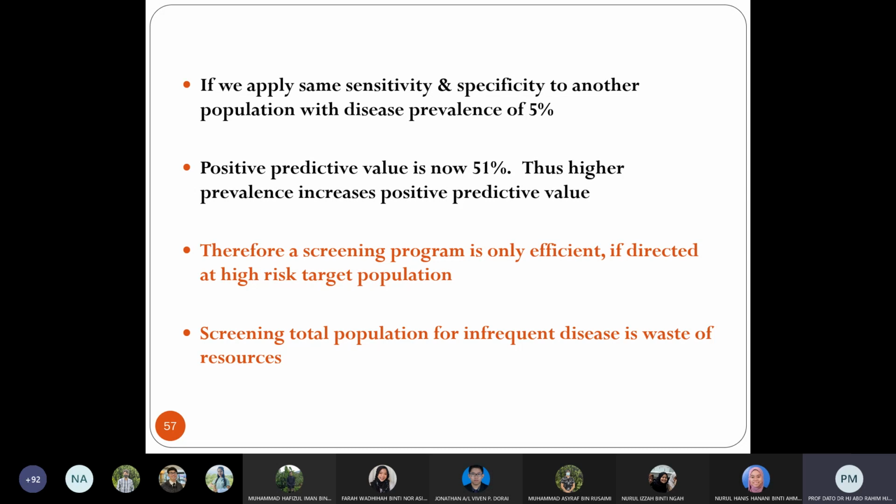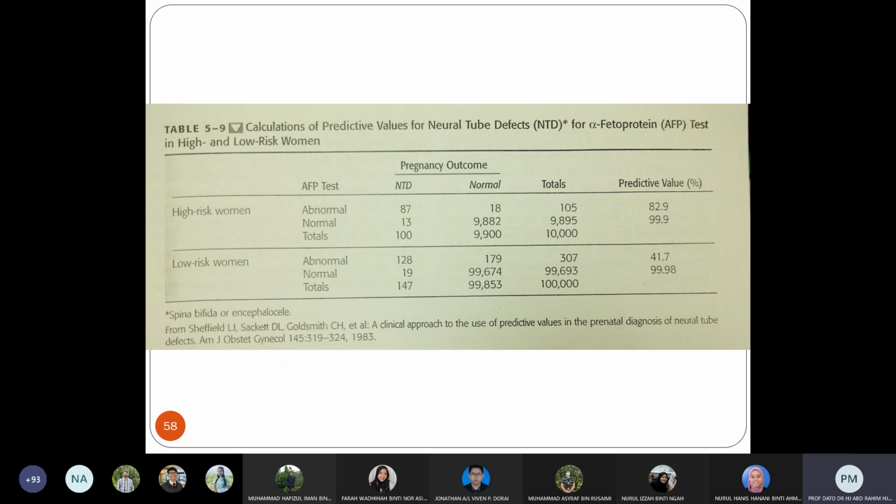Therefore, a screening program is only efficient if directed to a high risk target population. So screening is good in that situation, right? So you can read the explanation. This is actually just the explanation.